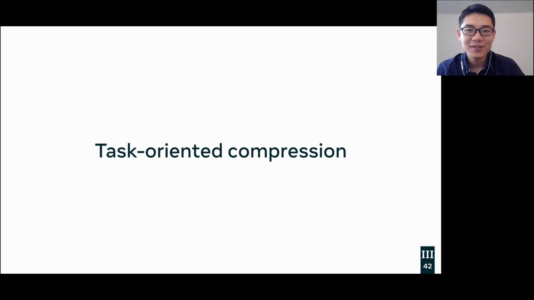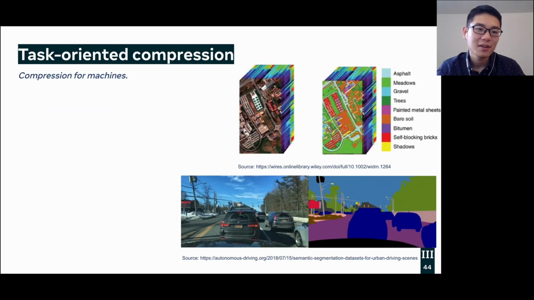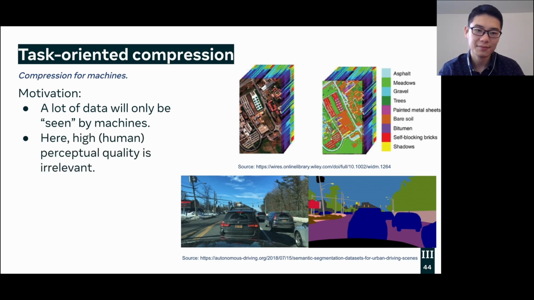Now let's switch gears and consider a setting where we don't really care about perceptual quality. Here's a motivation. A huge amount of data, such as climate data, satellite images, or data captured by autonomous vehicles, will only be seen by algorithms and machines that process them, and will never be seen by humans. And for storing these kinds of data, the perceptual quality is irrelevant, and we only care about preserving the downstream task performance when using the compressed representation.